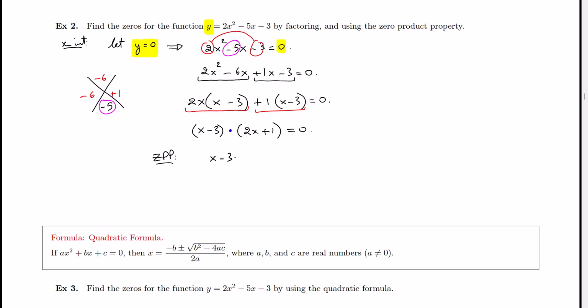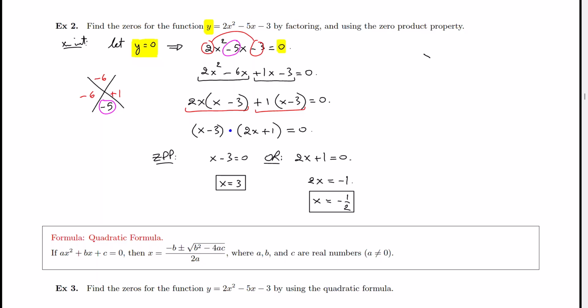Either the x minus 3 has to be 0, or the second factor, 2x plus 1, has to be 0. And solving this, we get x minus 3 equal to 0 gives us x equal to 3. Solving the second equation, we get 2x equal to negative 1, which means x is going to be negative 1/2. So the zeros of the function are 3 and negative 1/2.